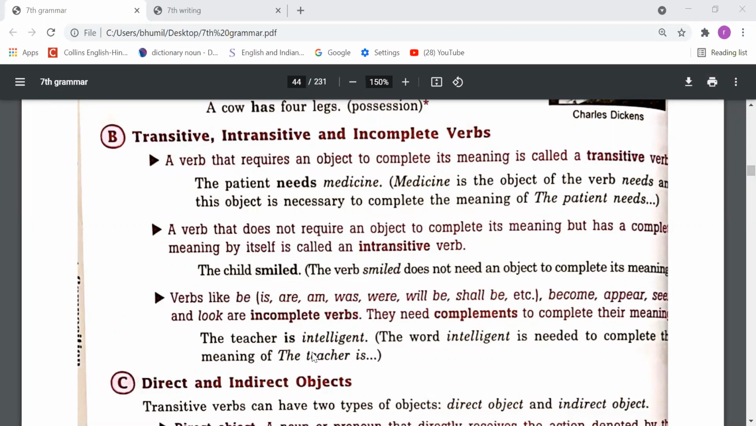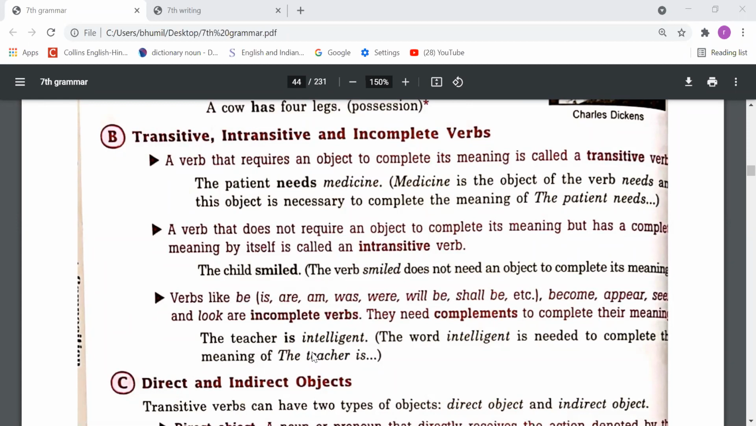Actually there is no action in those verbs. Suppose I say I am a teacher. I'm not showing any action in this sentence. I'm not doing any action, any work. If I say I am teaching English, then I am doing an action. But if I say you are a student, in this sentence you are not doing any action, right? So the verbs in which we do not show any action are called incomplete verbs.